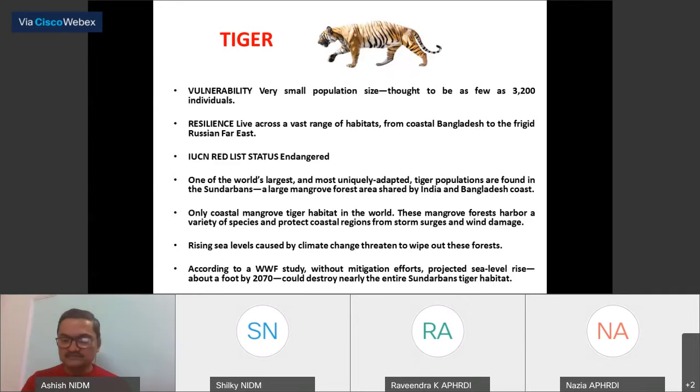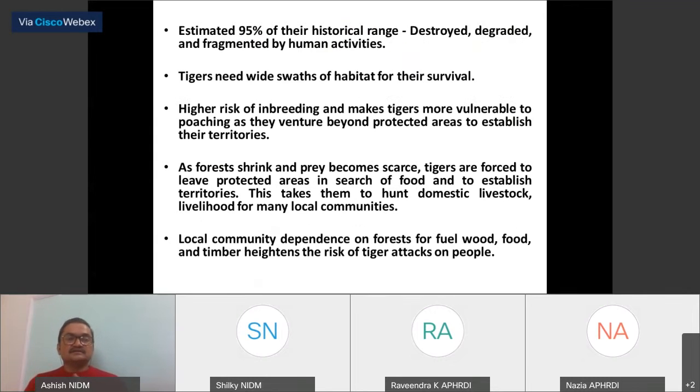So we should be very cautious with respect to the anthropogenic activities that are leading to climate change in the world. It is also estimated that nearly 95% of their historical range has been destroyed, degraded, or fragmented. So when we know that only 5% of their habitat range is left, we should protect these tiger habitats. And as I told you, they need wide swaths of habitat for their survival, so we should be very cautious.